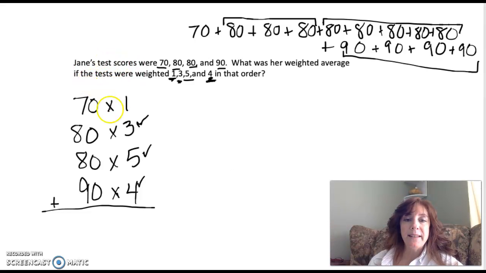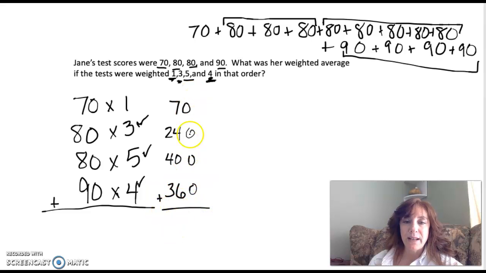So 70 times 1 is 70. 80 times 3 is 240. 5 times 80 is 400. And 4 times 90 is 360. And I can add these scores up. Let's see, 11, 17, 6, 10. I get 1070 as a total.